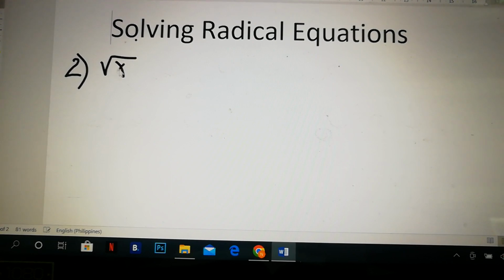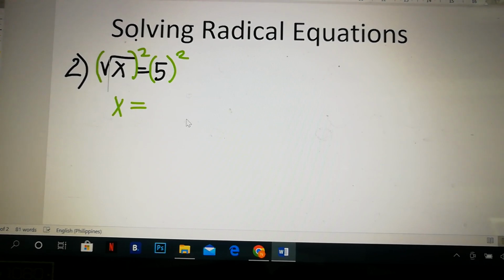Square root of x is equal to 5. Okay, so the index here is 2. So you need to square both sides of the equation to remove the radical. If you square the left side, you also need to square the right side. So square root of x squared is now equal to x. That is how to remove the radical when the index is 2.